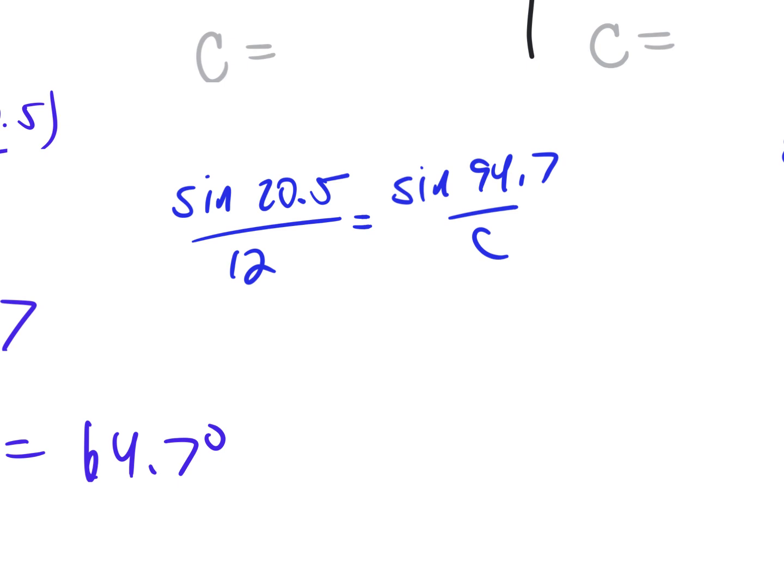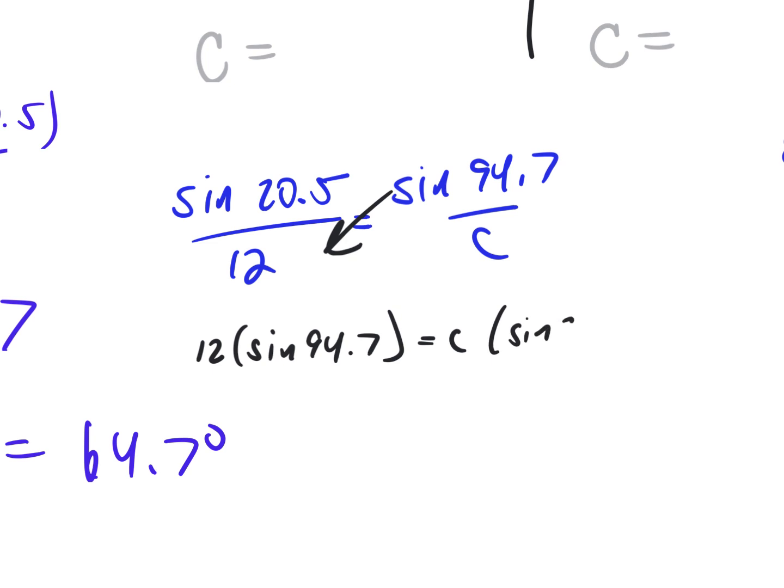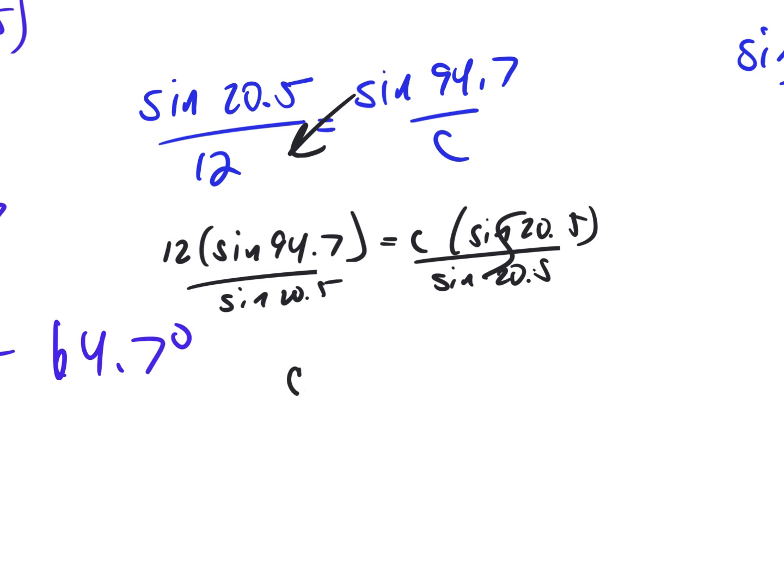What do we do for the 9,000th time? Cross multiply. Good, you're always going to do that. So 12 times the sine of 94.7 equals C times the sine of 20.5. Then I do what? Divide by sine of 20.5. So in triangle 1, how long is C?